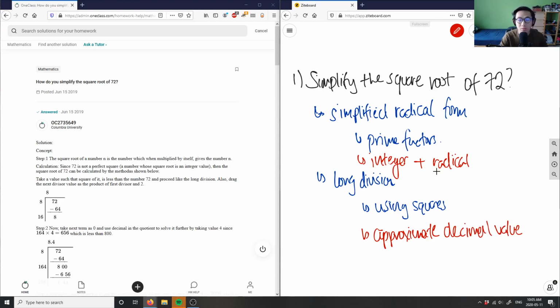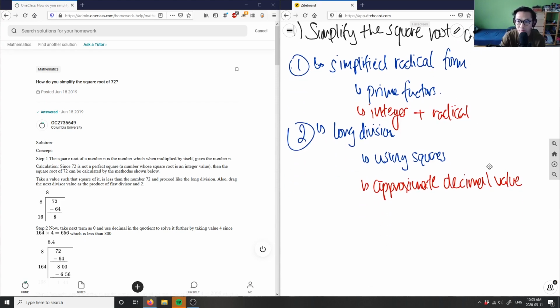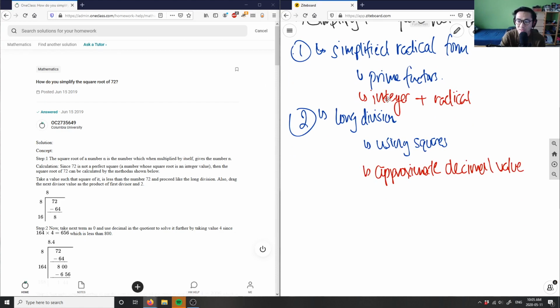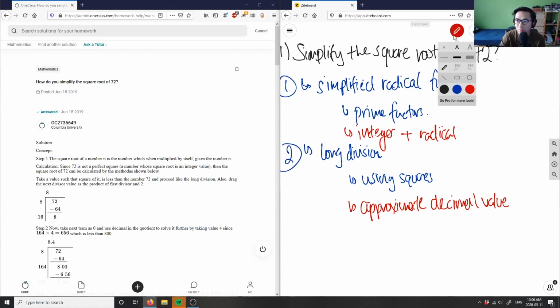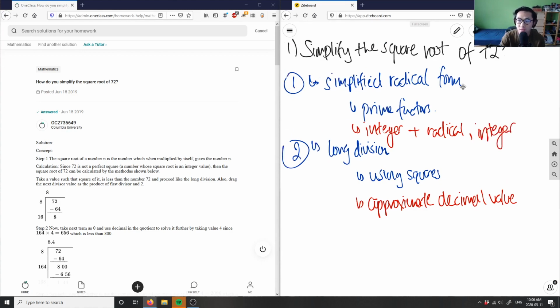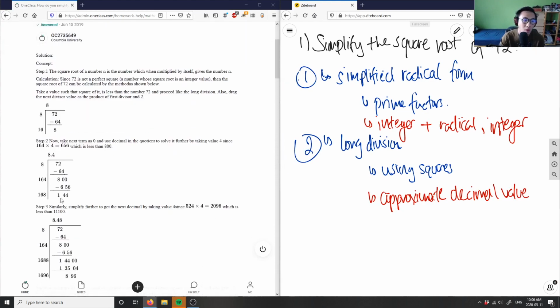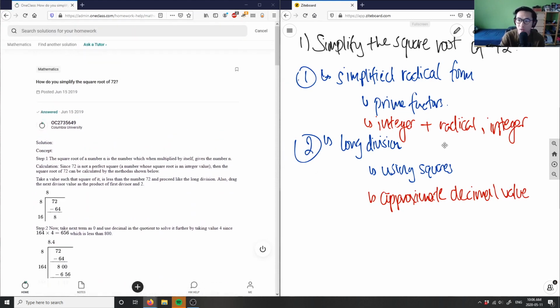So let me do the first one, because they didn't really do the first one in the solution here. They only did the long division method. Let me show you what simplified radical form means. This is simplified radical form using prime factors, and our answer here should be an integer plus a radical, or even just an integer. So let's use simplified radical form, and then I'll walk over the solution for long division.